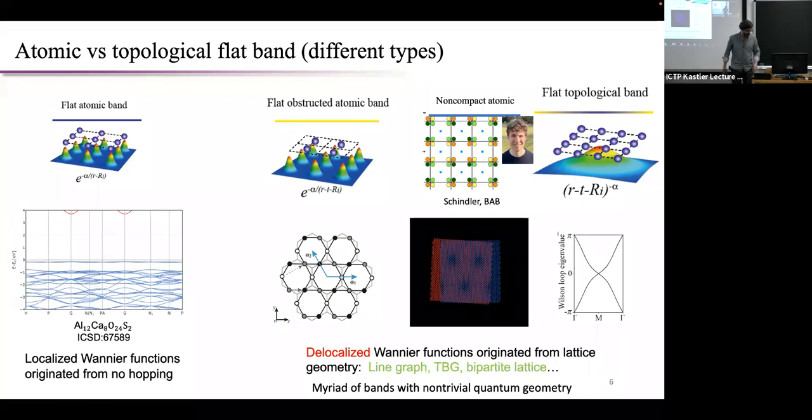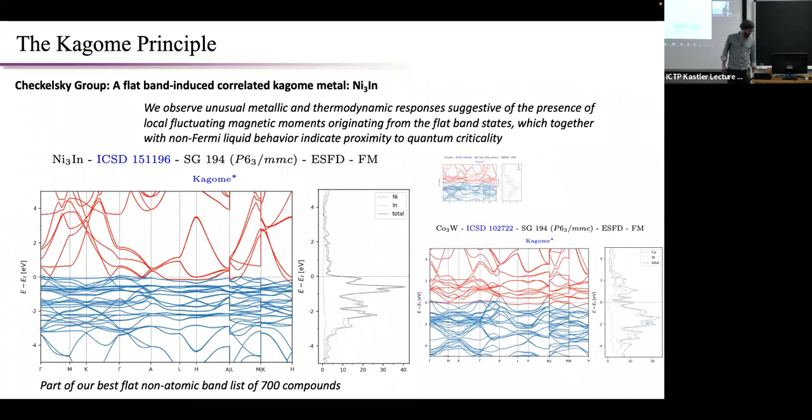And it turns out that there's a lot of them. There's a lot of these topological flat bands. And in fact, it's very natural for flat bands to be topological, as I'll show later. And it turns out these are not just theory; there are experiments in stoichiometric systems. People can actually find flat bands at the Fermi level.